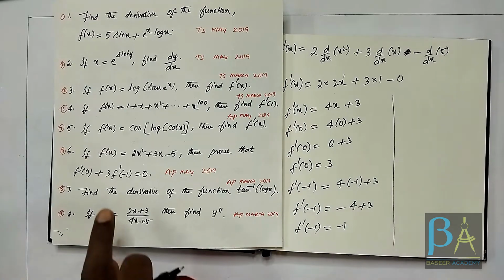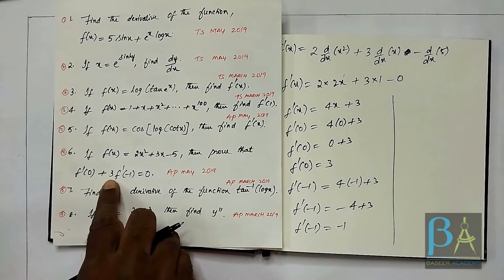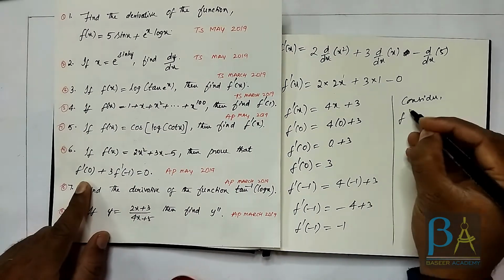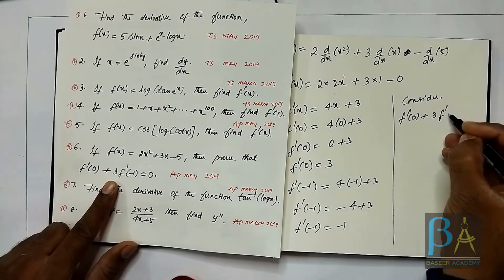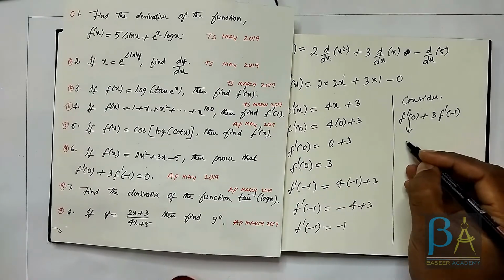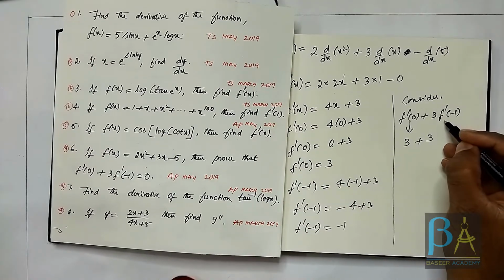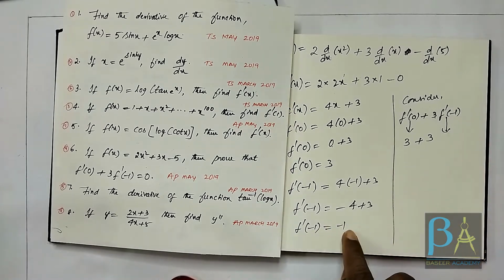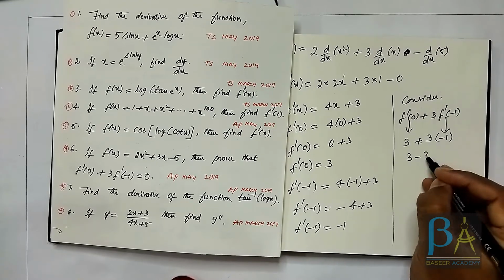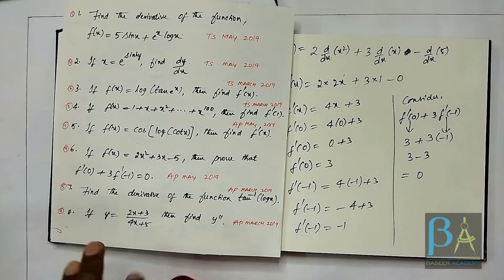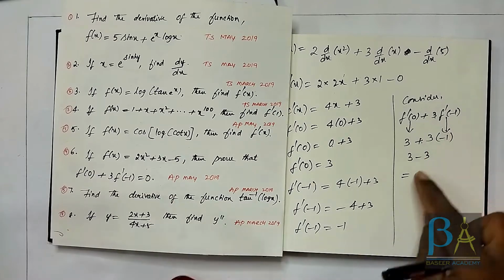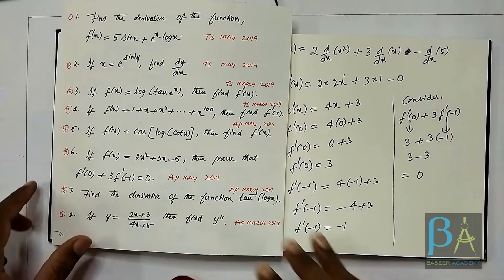Now let us find out f dash of 0 plus 3 f dash of minus 1. So let us consider the left hand side. f dash of 0 plus 3 f dash of minus 1. In place of f dash of 0, I'm going to write 3, because the value of f dash of 0 is 3, and then this 3, let us write it as it is. In place of f dash of minus 1, I'm going to write minus 1. This 3 is as it is, plus into minus is minus, 3 into 1 is 3, 3 minus 3 is 0. So we were supposed to prove that f dash of 0 plus 3 f dash of minus 1 is 0, and we already proved it. Let's move on to the next question.